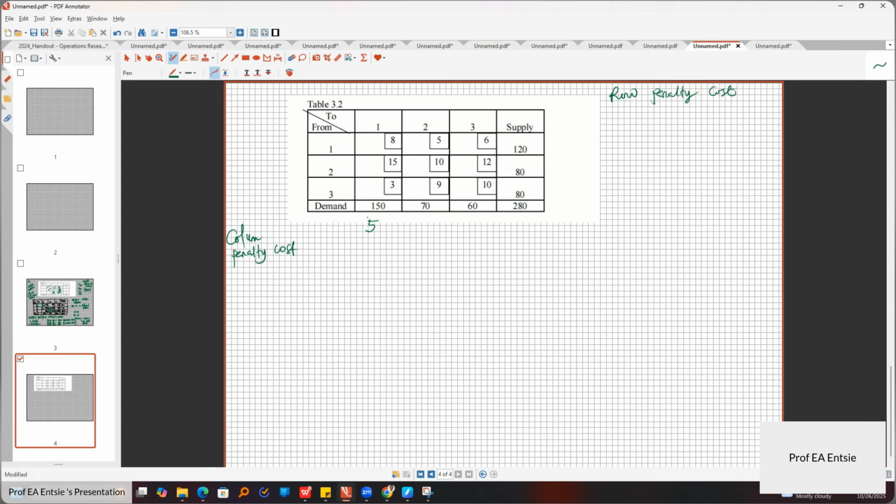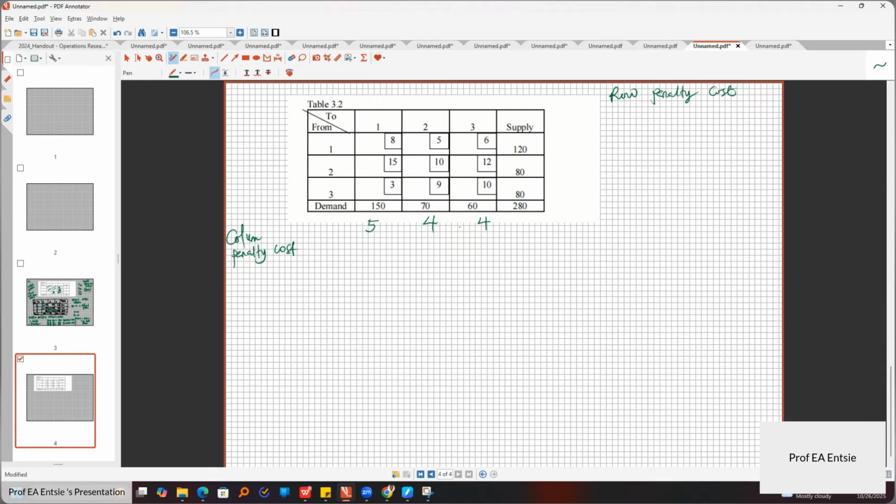Then column 2, because we are dealing with the column penalty cost. What's the least cost in column 2? It is 5, and the next least cost is 9. The difference is 4. Then we go to column 3. The least cost is 6, and the next least cost is 10, not 12, because 10 is less than 12. The difference of 10 and 6 is also 4.